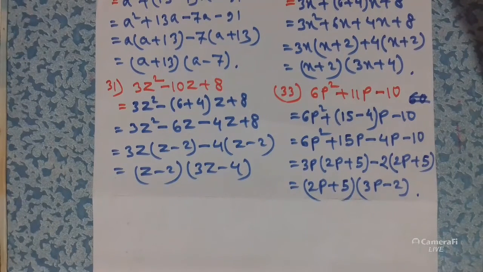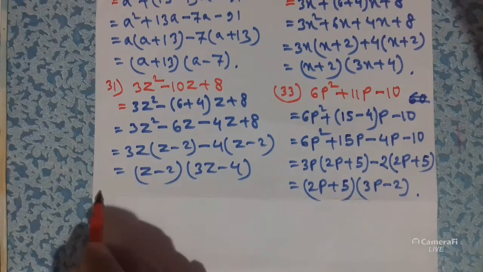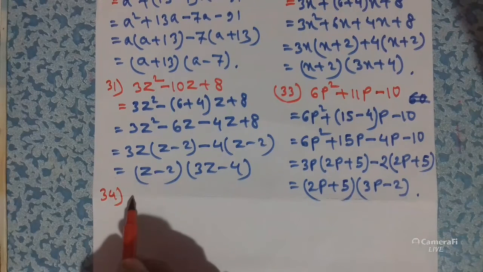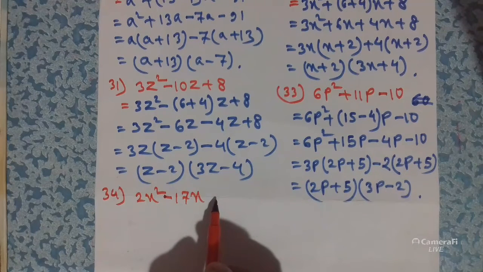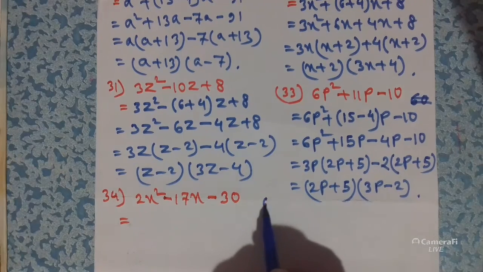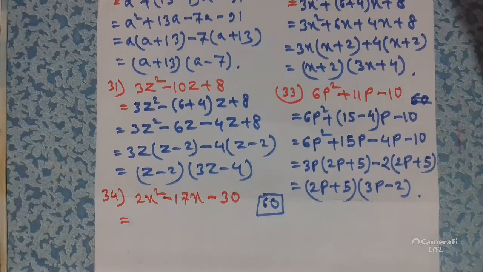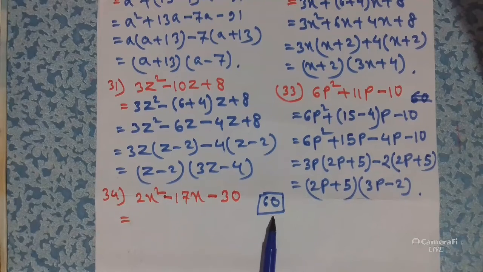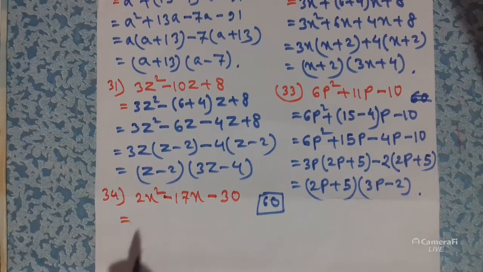Next problem. 34. 2x square minus 17x minus 30. Now here again we have to multiply 2 and 30. So 2 multiplied by 30 is 60. Now we have to choose two numbers whose product is 60 and addition or subtraction will be 17. So if we take 20 multiply 3, then 20 multiply 3 is 60 and 20 minus 3 is 17.